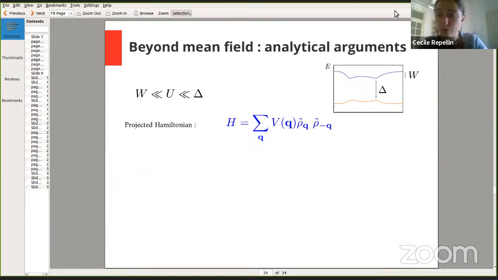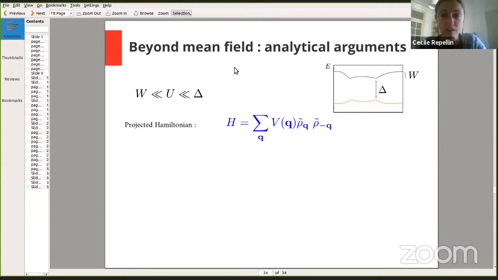So in our work, we wanted to go beyond mean field and bring both some analytical and also numerical arguments for why it makes sense that this ferromagnetism is observed in twisted bilayer graphene aligned with hexagonal boron nitride. So let's start with some analytical arguments that can give some intuition.